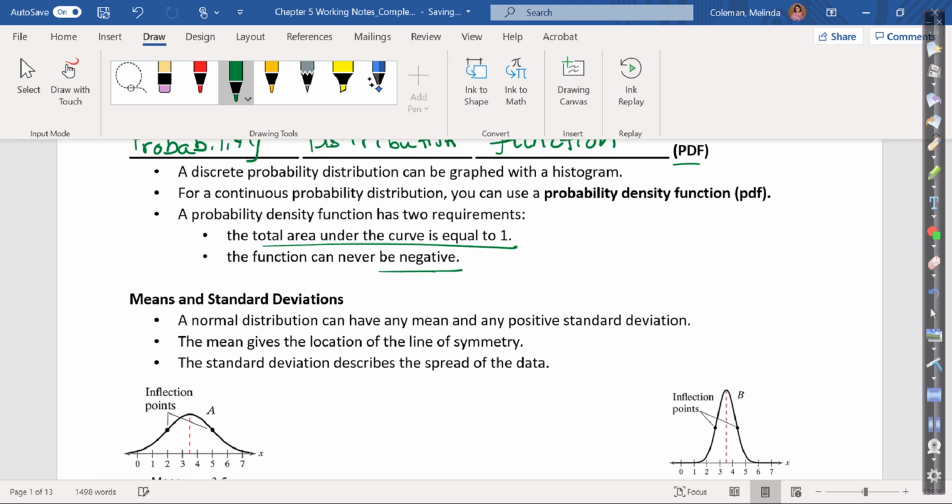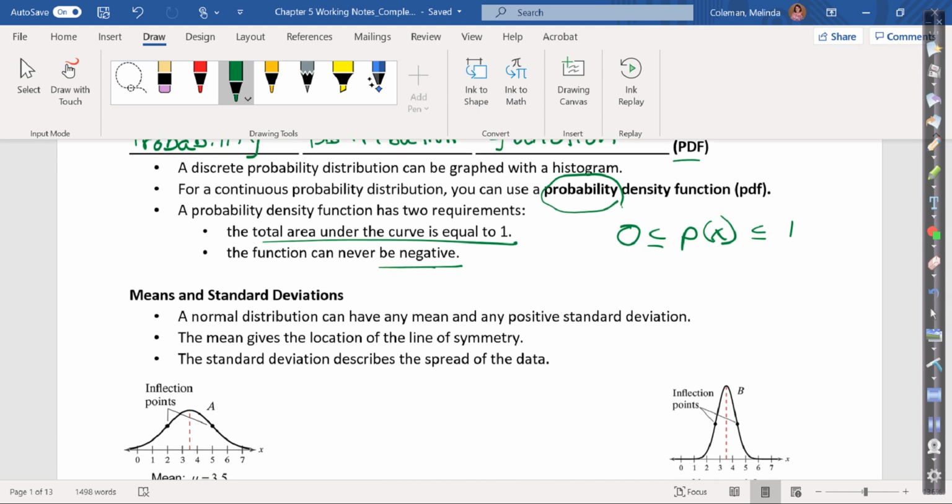So remember that probability, by definition, says that we have to have numbers between 0 and 1 inclusively. So we can't have negative anyway. We also can't have numbers larger than 1. So that's why the area under the curve is going to be equal to 1 and the function never negative. So that follows the definition of a probability.